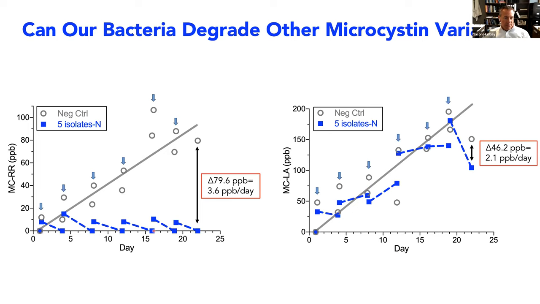I mean, I've shown you the same type of graphic, and the negative control is in gray. The toxin concentration keeps going up because we keep adding it. And in our samples with bacteria, with that group N again, we add it, it goes down. We add it, it goes down. 2 to 3 parts per billion per day, our bacteria can degrade, no problem. I mean, this is MCLA. Again, the data is maybe not as clean as we would like, but the average degradation is still pretty strong.